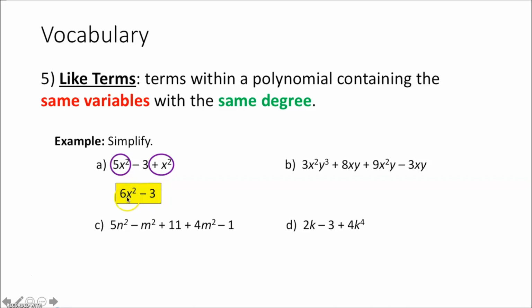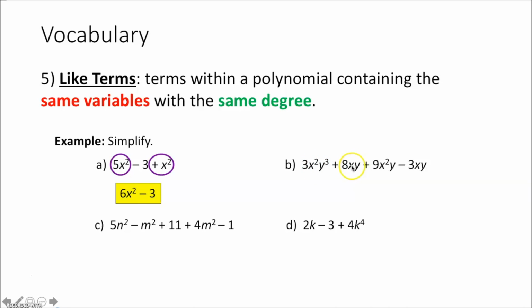So you cannot combine those. Here we have 3x squared y to the 3rd plus 8xy plus 9x squared y minus 3xy. Okay, so we are combining like terms. Again, they have to have the same variables with the same degrees. So here, you would think that you could combine this 3x squared y to the 3rd and this 8xy. No, since you're adding or subtracting, you cannot combine anything that doesn't have the same variables with the same degrees.